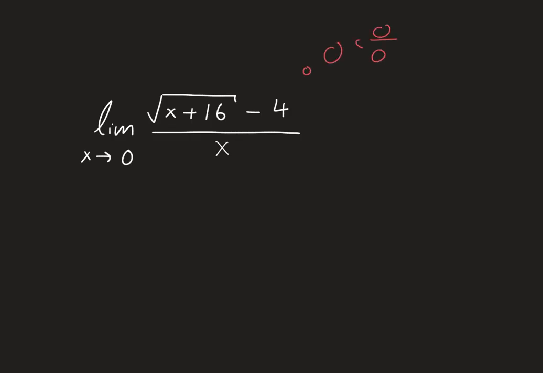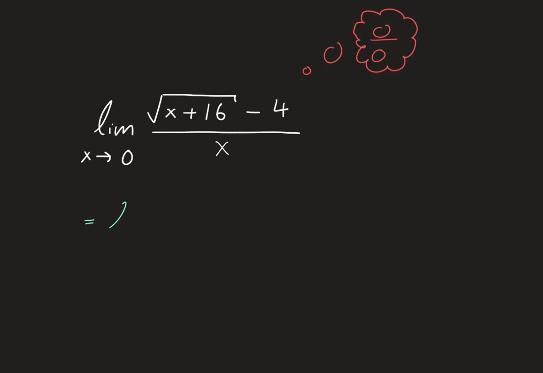0 divided by 0. And indeterminate means that nothing can be concluded yet. Sometimes it means the limit doesn't exist. Sometimes it means it does exist. You just have to do a little bit of algebra to discover it. And I think that's what's going on here. So I'm going to go ahead and start with some algebra. And the famous trick that I always go to is multiply by 1. So that's what I'm going to do.